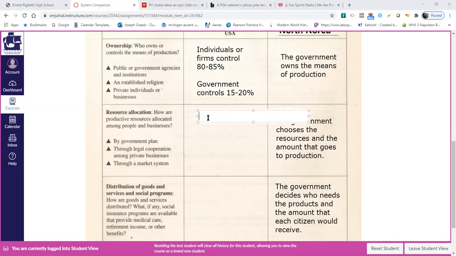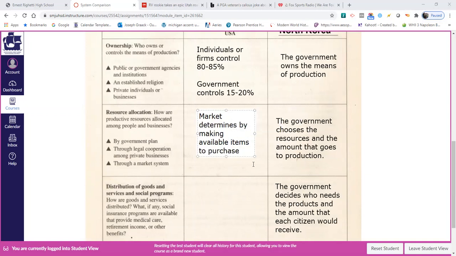Sorry about that. Resource allocation. How are productive resources allocated among people and businesses? The market. Yeah. Really, the market determines how things are going to be allocated. So the market determines by making available items to purchase. Right?